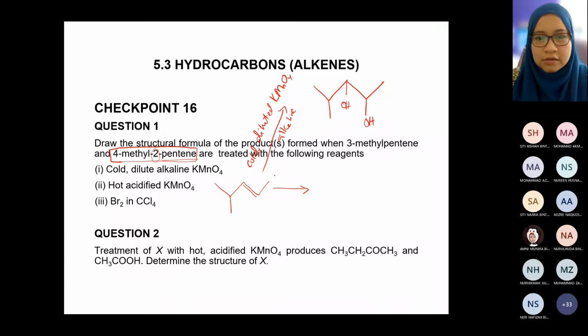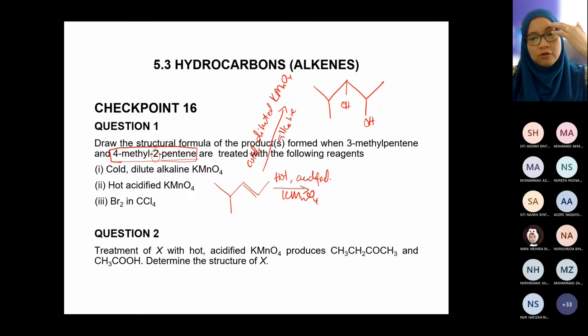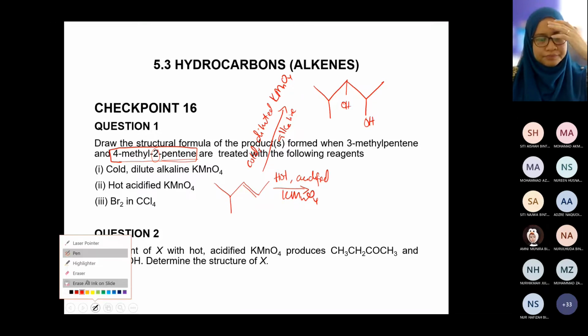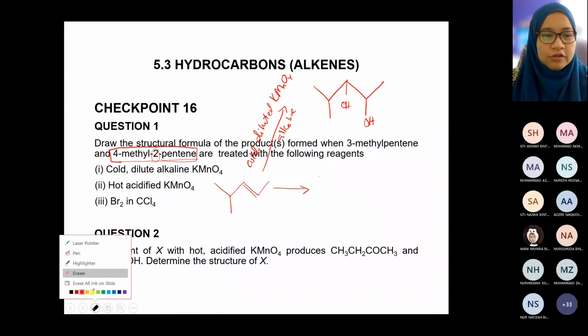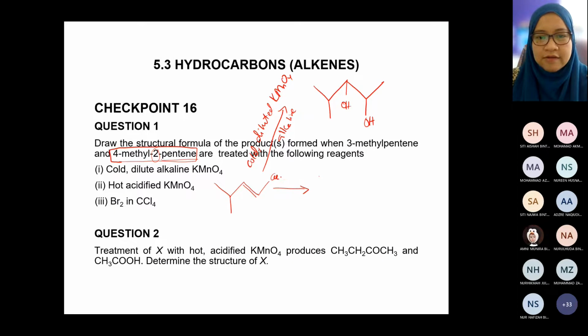Apa ni? Hot acidified KMnO4. Okay. MnO4 ni selalu kat bawah, selalu kat atas lah. Buat macam ni. Kadang-kadang dia nak represent the hot tu, dia buat macam ni. Acidified. Okay, KMnO4. So dia buat heat. Ni represent the heat. Ni menunjukkan hot lah. Ataupun you can also write the word hot. Okay. So representation dia sama.